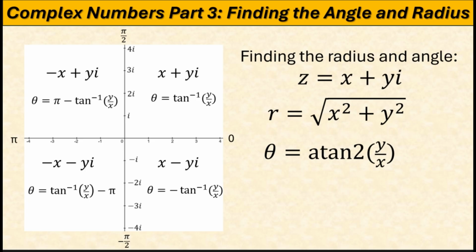Here I'd also like to note that the operation of finding the angle or argument of a complex number is often generalized using something called the atan2 function. For any complex number x plus yi, the angle or argument is going to equal atan2 of y over x. If you're curious what this operation looks like, I'd recommend researching it.